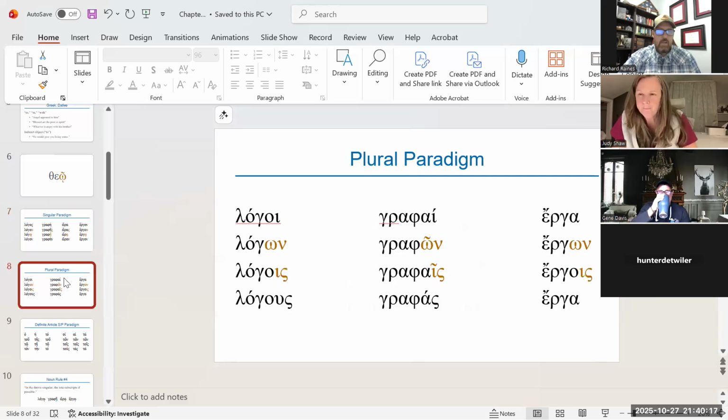Okay. So since we got you on the phone, I want you to translate. We're going to do Logos right here. So what is the gender of Logos? Feminine. No, Logos is masculine. Do you know why it's masculine?